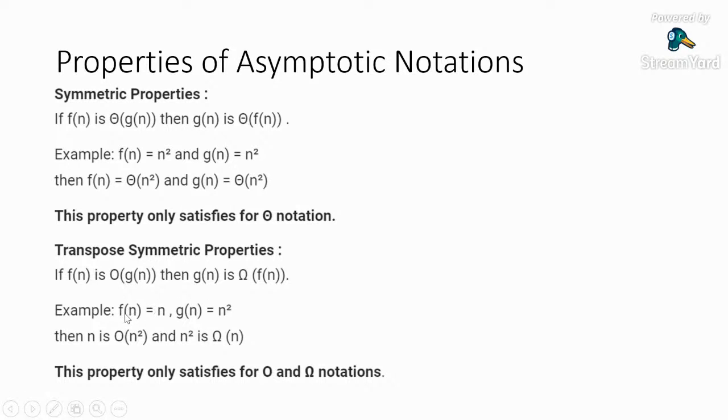Okay. See the example, f of n is n and g of n is n square. So here we are saying that n is order of n square. That is correct. If n is order of n square, then n square is omega of n. That is also correct. So it is known as transpose symmetric property.